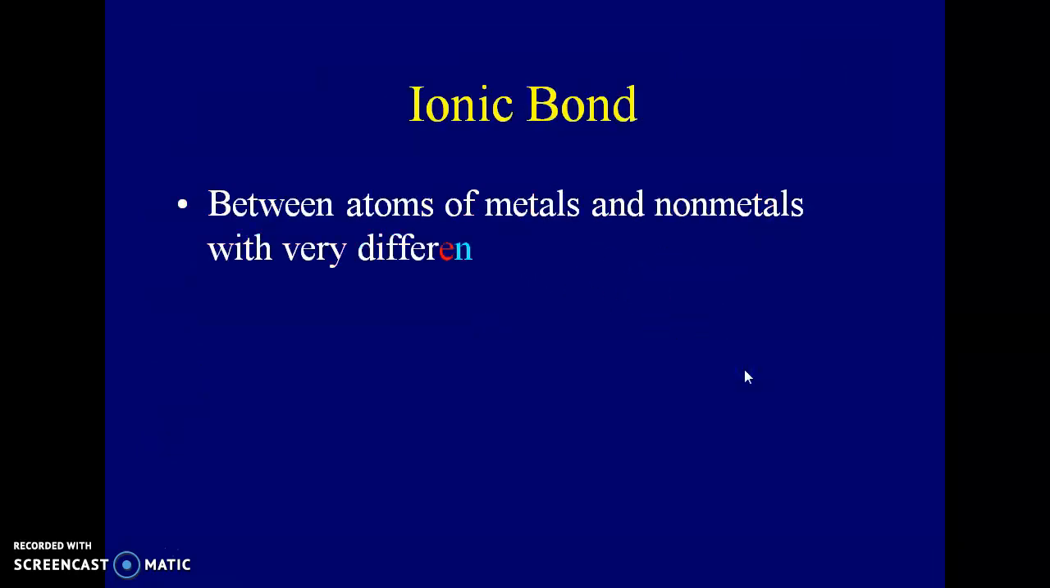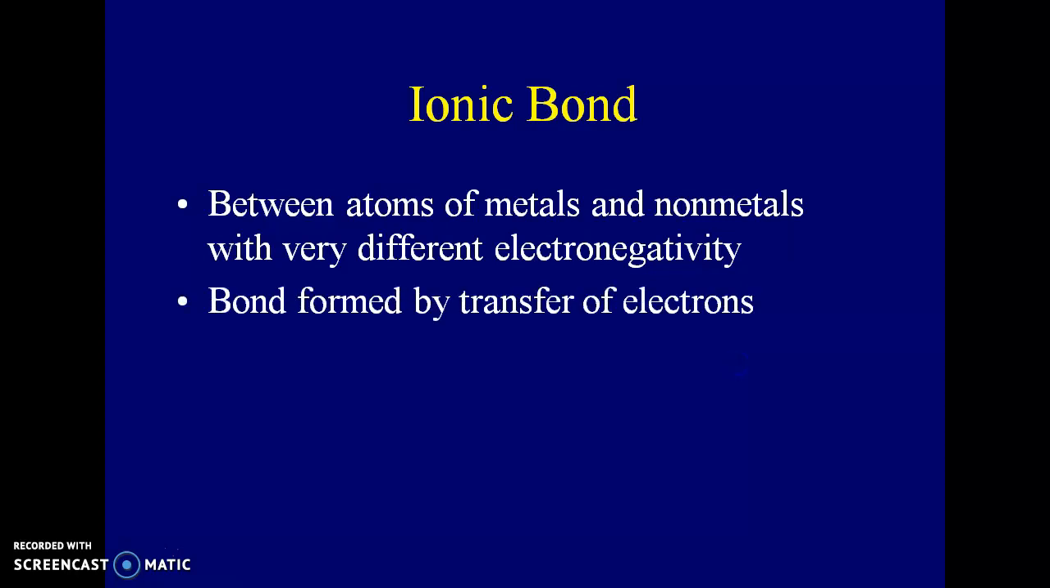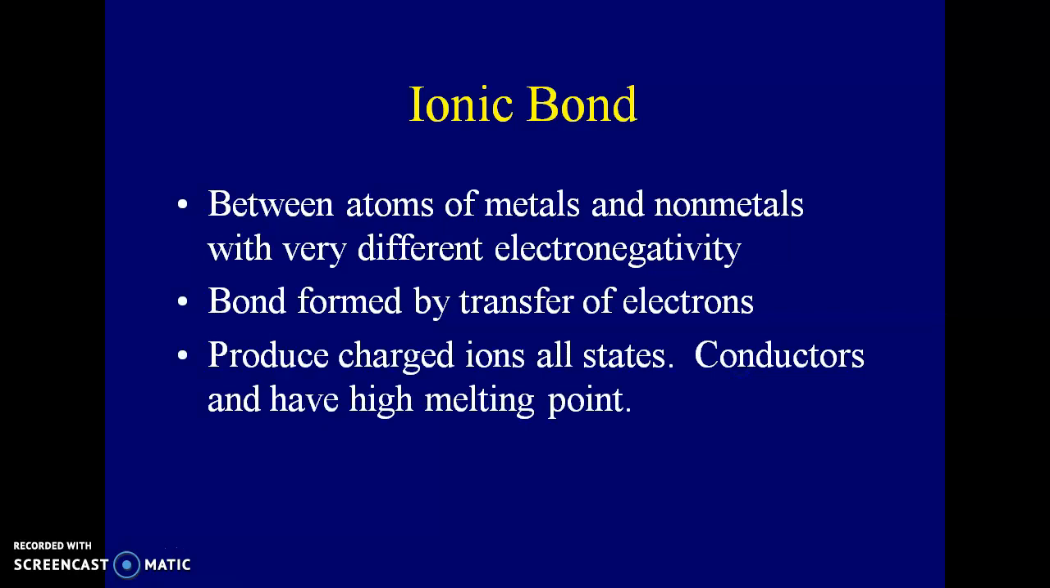Ionic bond. An ionic bond forms between a metal and a non-metal with different electronegativity. The bond is formed by the transfer of electrons and produces charged ions. In the solid state they do not conduct, and they have a high melting point. For example, NaCl, CaCl2 and K2O.